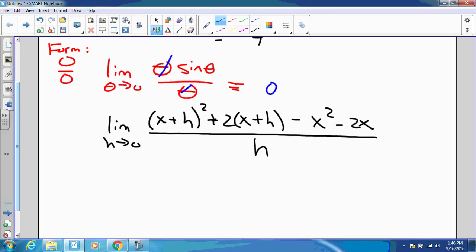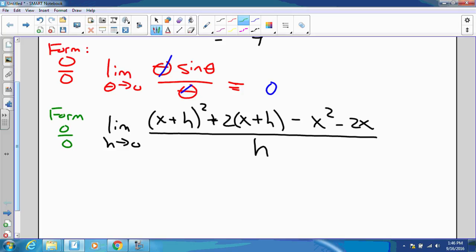Now, before I begin, I'm going to check the form. And when I check the form, I am checking what happens when h is 0. And when h is 0, this term collapses to x squared plus 2x minus x squared minus 2x. Hey, that's 0. And in the bottom, of course, my denominator is also 0. It probably doesn't surprise you that the form will be 0 over 0 for every one of these, and also for every one of the ones that you do for tonight.